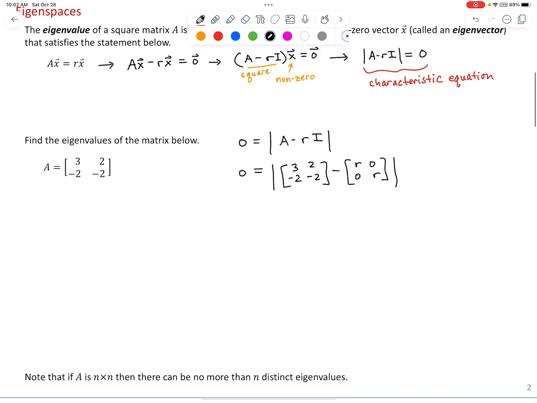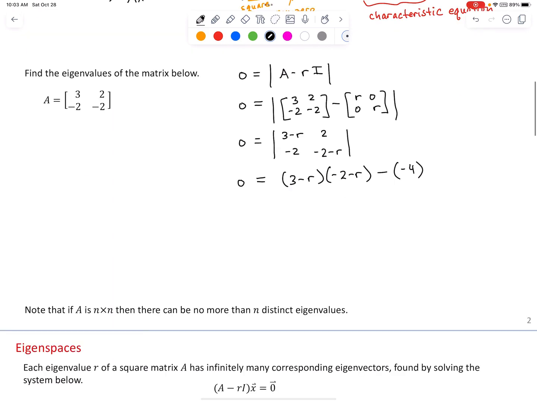And then we can subtract these two matrices before I calculate the determinant, which effectively amounts to removing R from the main diagonal of A. So here's R removed from the main diagonal of A, and then the other two entries are unchanged. And now we calculate this 2 by 2 determinant. So we do the product of the main diagonal, and then minus the product of the other two entries. And we simplify this expression. We FOIL, giving us negative 6 minus 3R plus 2R plus R squared. And then we have minus negative 4, so plus 4. And then continuing to simplify, we have R squared minus R minus 2.